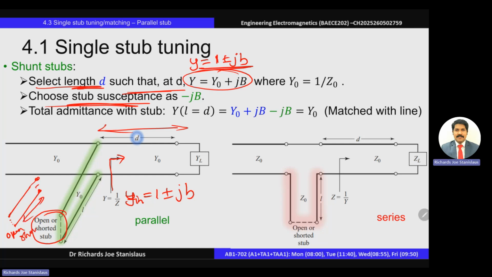The length needs to be tuned so that the admittance of the stub will be equal to minus the susceptance. Basically, this is the susceptance value, so we'll try to cancel it out. In actual values, we'll have plus J capital B and minus J capital B, the canceling out factors. But in the Smith chart, we will go for the normalized values only.